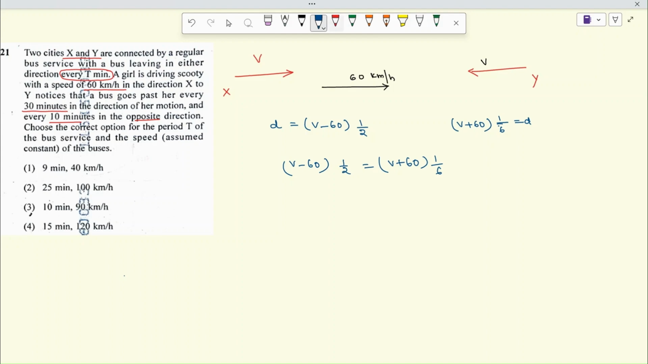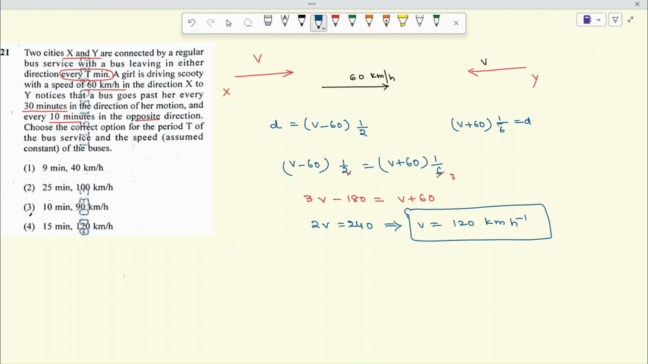Now simplify this. 2, 6, 3. So 3v minus 180 is equal to v plus 60. And further simplifying this, 3v minus v, 2v is equal to 240. So v equals 120 kilometers per hour. This is the speed of each bus.